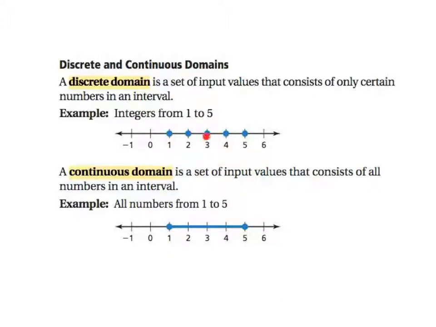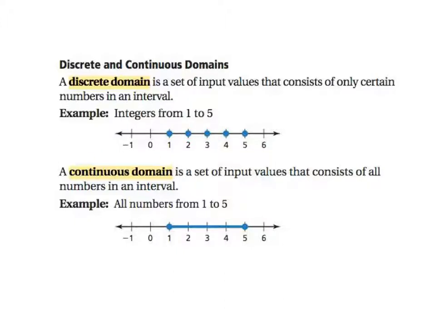It's where you have only certain specific values within an interval, and it usually looks like a bunch of specific coordinates on a number line. If I were to describe this domain like we've done before, you literally just list out the numbers: 1, 2, 3, 4, and 5. Notice that it's just these exact points, and nothing in between them.